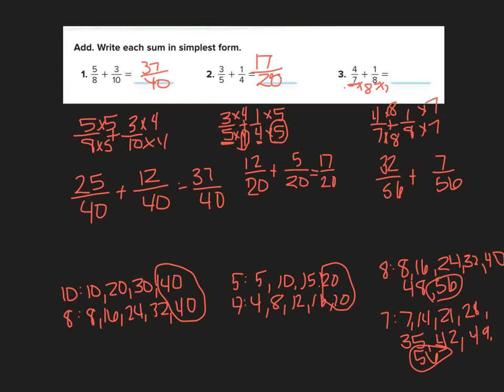Okay, so 32 plus 7 is 39 56ths. Okay, now I'm going to ask myself, is that simplified? 56, I'm wondering about 3, but I know it can't be 3, so it must be simplified.